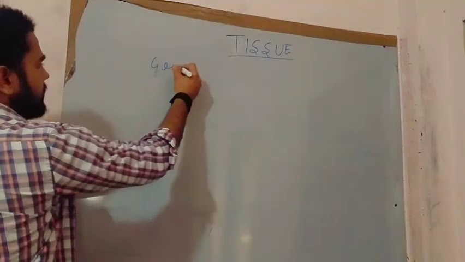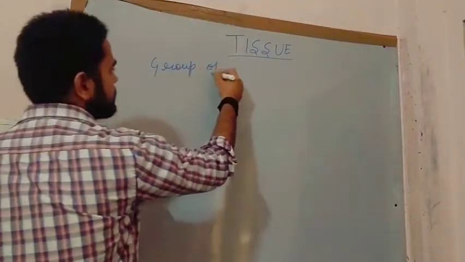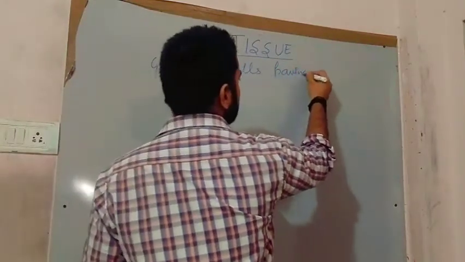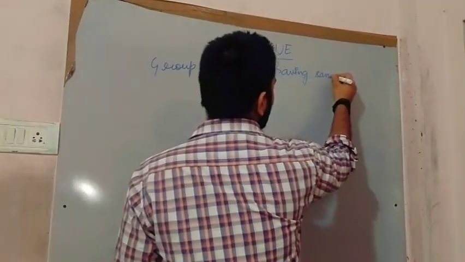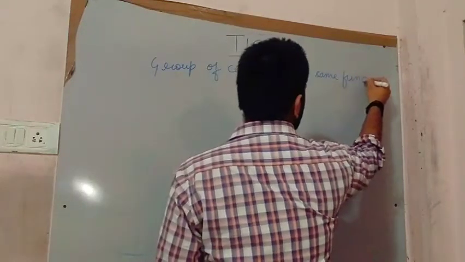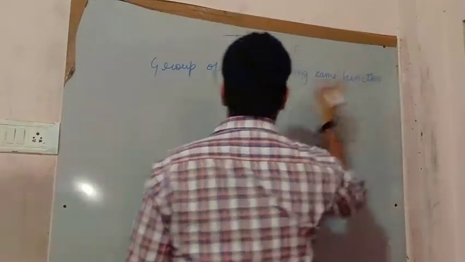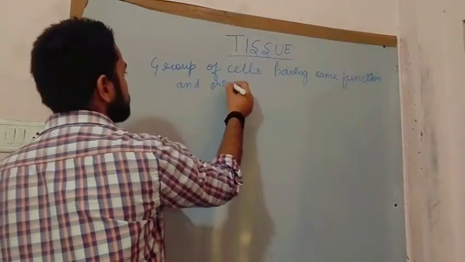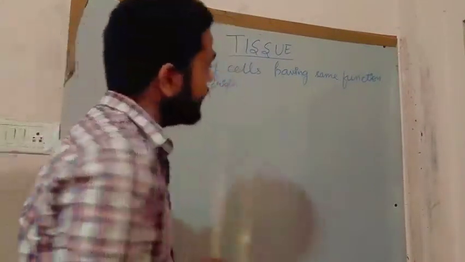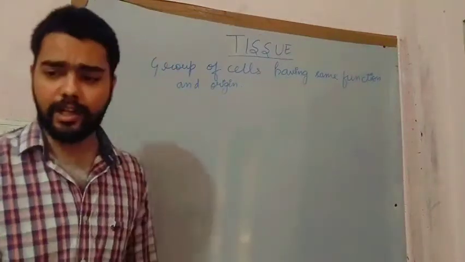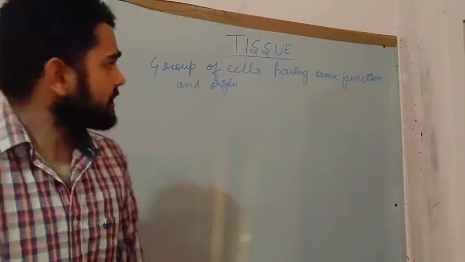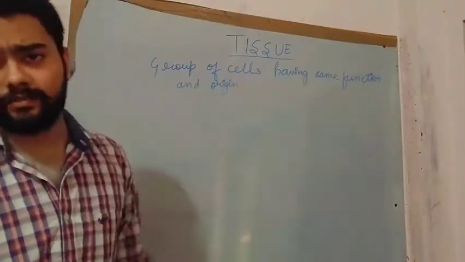Tissue is a group of cells having same function and origin. Okay, tissue is a group of cells having same function and origin. Okay, so let us not confuse and let us start from what basically cell is.